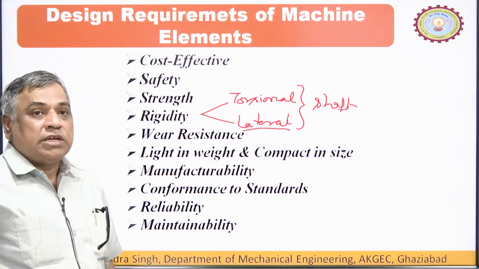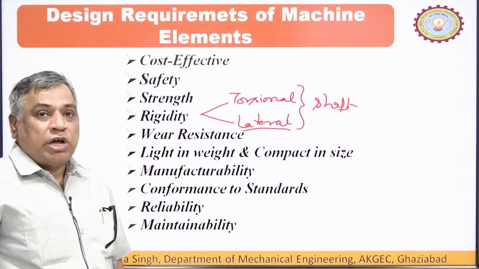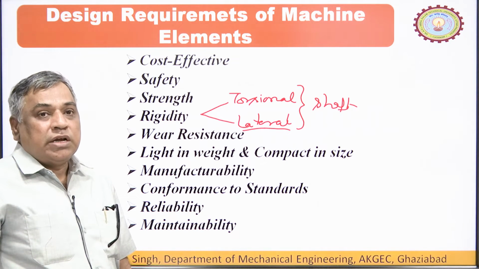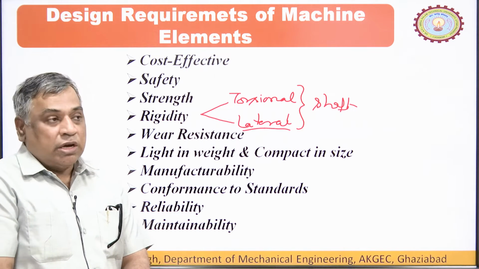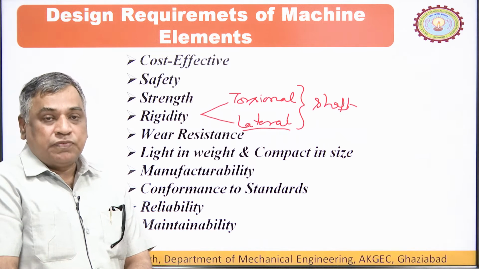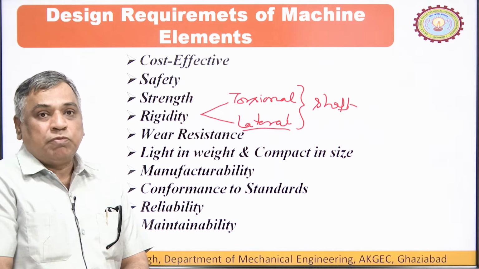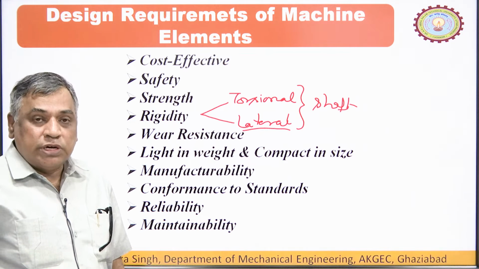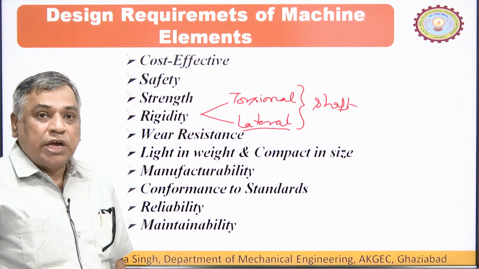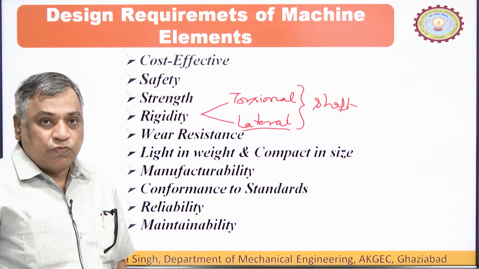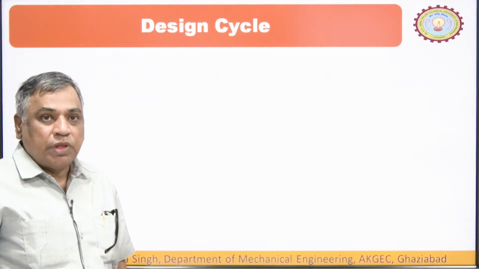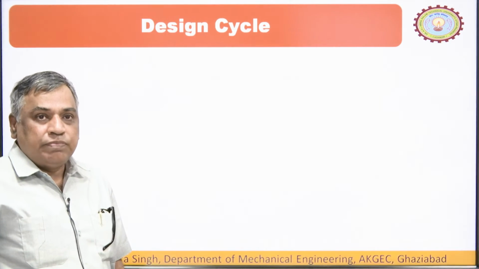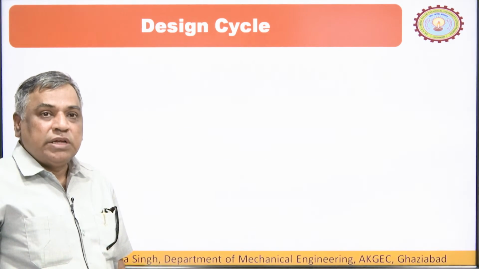And these are the basic design requirements of machine elements, and in addition to this, there will be a number of requirements which will be given by the user to the designer, which should be included in addition to this for final or real time design. Then the design cycle. This is given by Asimov.